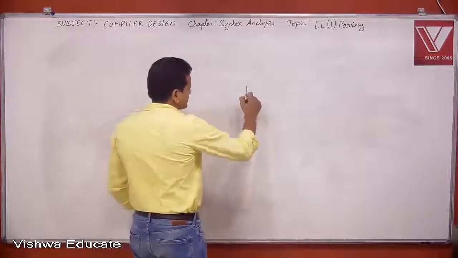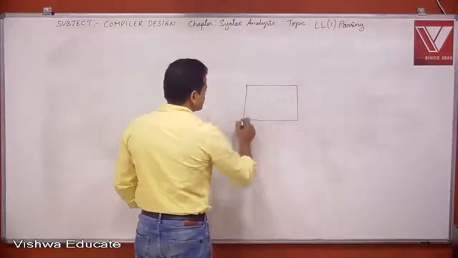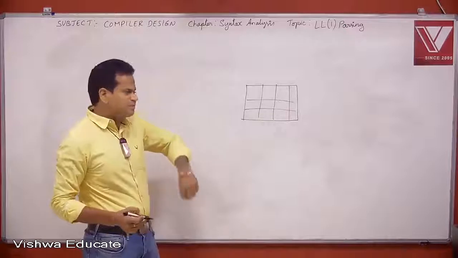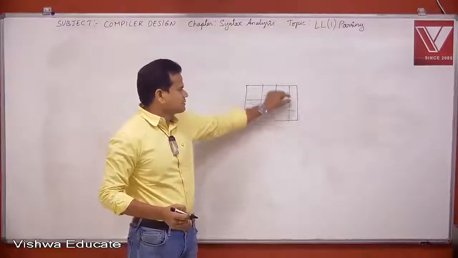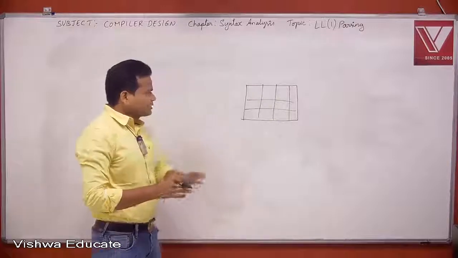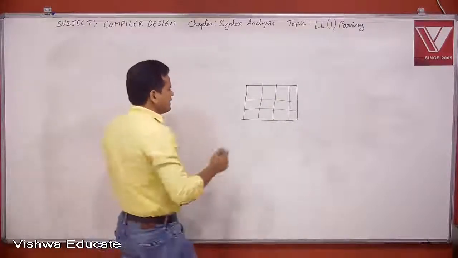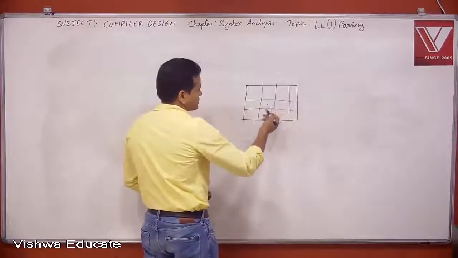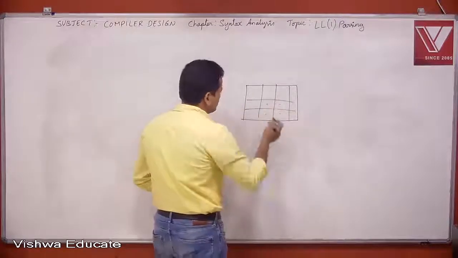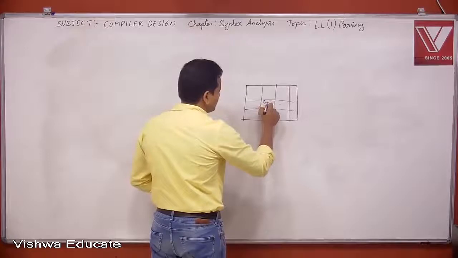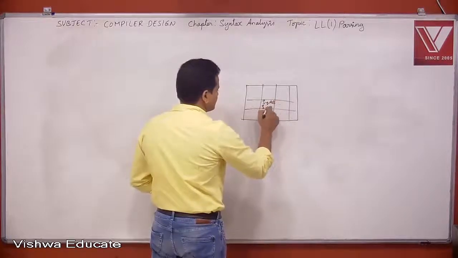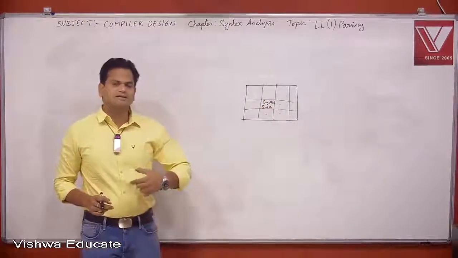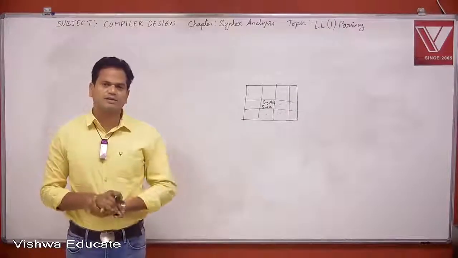It depends on the procedure. We construct some table, and based on the procedure we fill these boxes. After completion of this filling, wherever in these boxes we write the productions, suppose any box has multiple productions, for example this box and this box, then that grammar is not LL1.